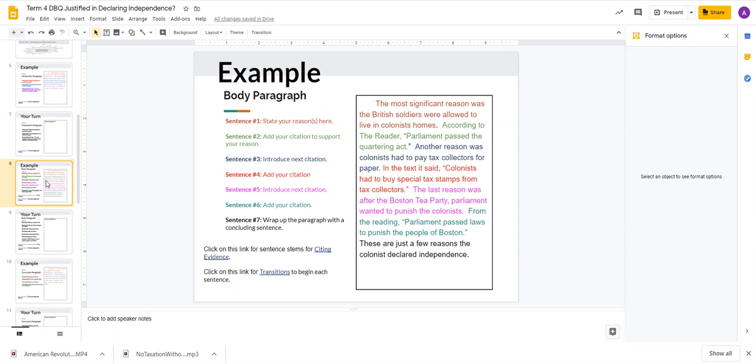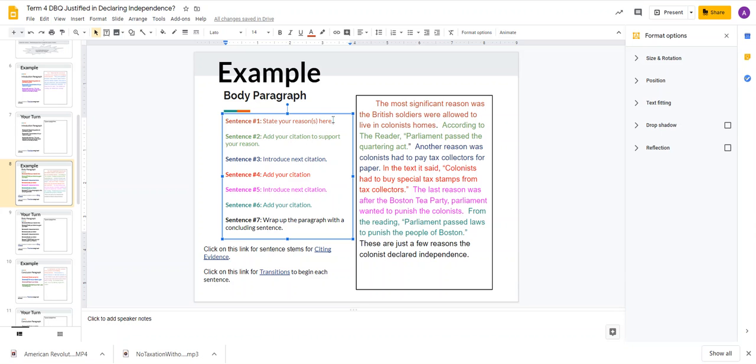Now, body paragraph. I did this in color again. Sentence 1, state your reasons here. You need to retell me your reasons. What's your first reason? My first reason, the most significant reason, was the British soldiers were allowed to live in colonists' homes. Okay, so there's my first reason. Now, if you noticed, I used a nice transition. If you look at the bottom of your page here, there are links that give you some ideas of transitions and how to cite.